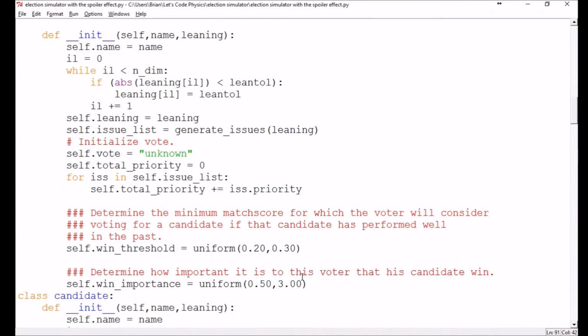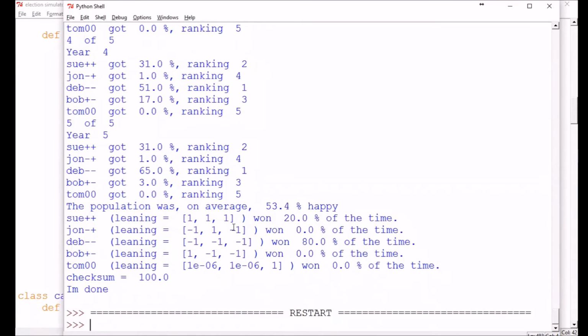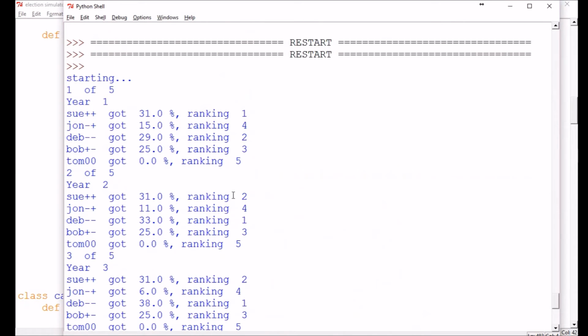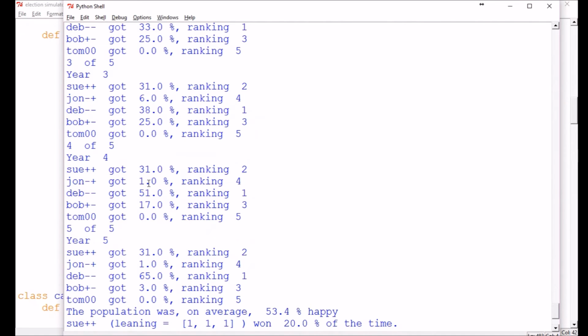Okay, one last thing to take a look at. Let's suppose we lower this win importance variable. So let's say we were originally at 1 to 5. Now let's make it 0.5 to 3. What we'll see is that it takes a little bit longer for the spoiler effect to come into play. So John doesn't drop out of the race quite yet. It's not until year 4 he's down to 1% of the vote. Year 5, Bob is down to 3% of the vote. So that ekes it out a little bit longer. If you think of that as almost like an exponential decay, this is like broadening out the decay pattern.